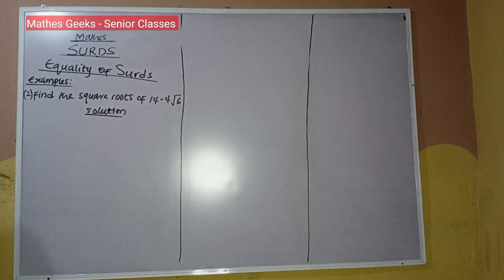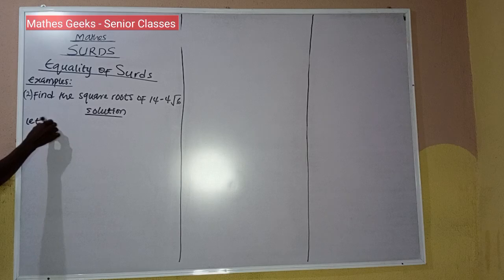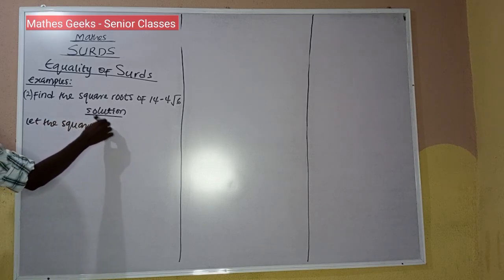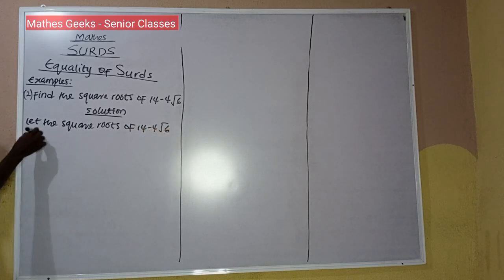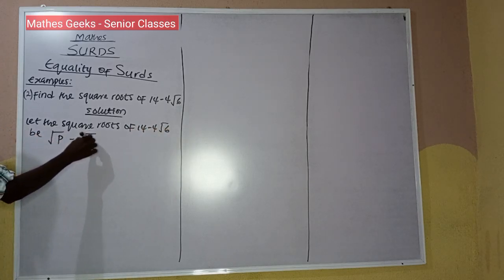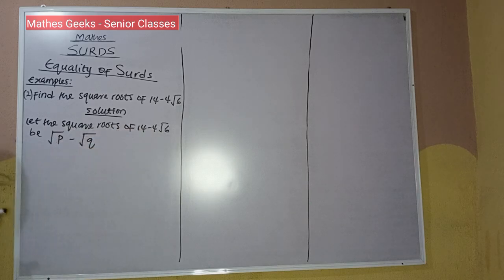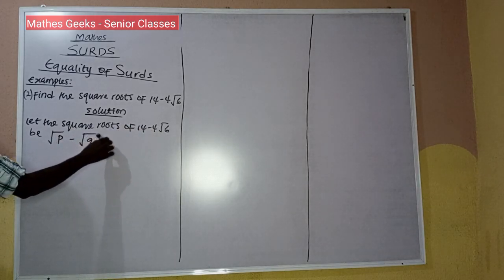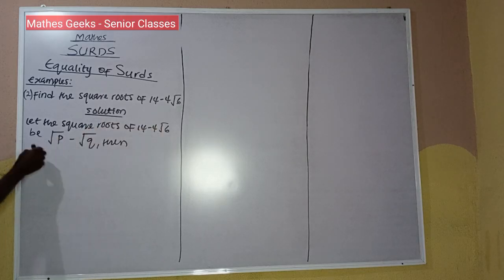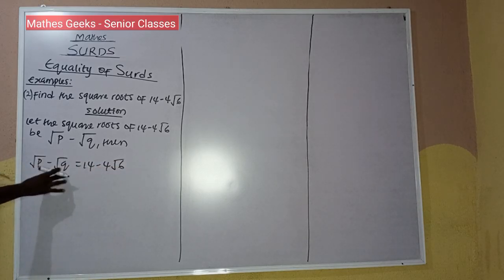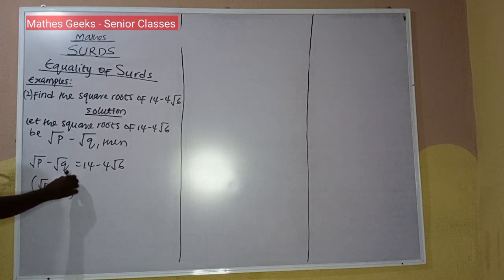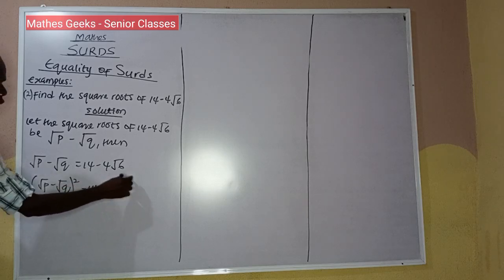Find the square root of 14 minus 4 root 6. So let the square root of 14 minus 4 root 6 be root p minus root q. The sign must agree with what you have here. So this part should be equal to this part: root p minus root q is equal to the square root of 14 minus 4 root 6. So we need to square this part: root p minus root q all squared is equal to 14 minus 4 root 6.